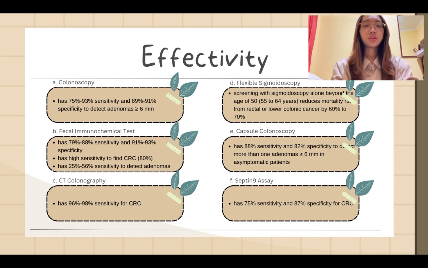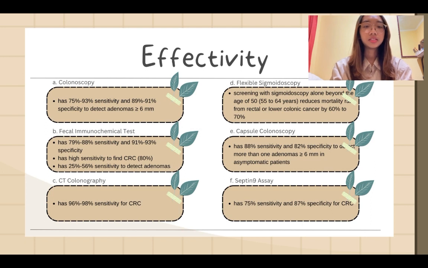The first one is colonoscopy. It has 75 to 93% sensitivity and 89 to 91% specificity to detect adenomas greater than or equal to 6 mm. The second is the fecal immunochemical test. It has 79 to 88% sensitivity and 91 to 93% specificity. It has high sensitivity to find CRC, which is 80%, and 25 to 56% specificity to detect adenomas.